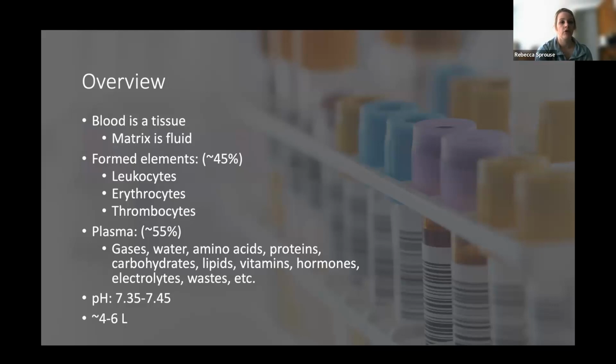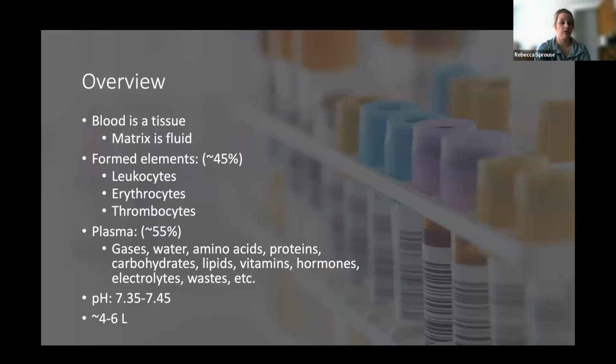Formed elements make up 45% of the blood composition, and plasma makes up 55%. Most of plasma is made up of water, but you also have these other dissolved substances such as gases, proteins, carbs, hormones, wastes. All of those types of things are also traveling in the plasma portion of the blood. So when we talk about blood, whole blood equals formed elements, so the cells, plus the plasma, which is the liquid portion.